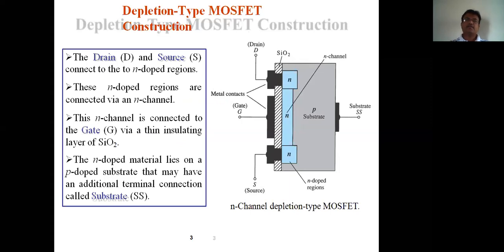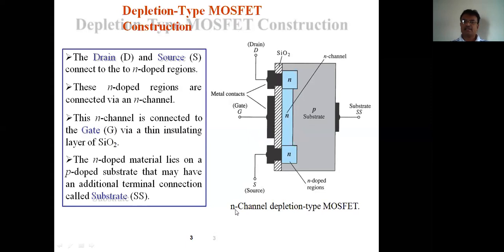For any device, first we should study the construction. Let us see the construction of depletion type MOSFET. MOSFET stands for metal oxide semiconductor field effect transistor. Depletion means emptying. In Kannada, khali modu, khali ಆಗಿರೋದು. Later we'll come to know why this is called depletion type MOSFET. This is the construction of the depletion type MOSFET.